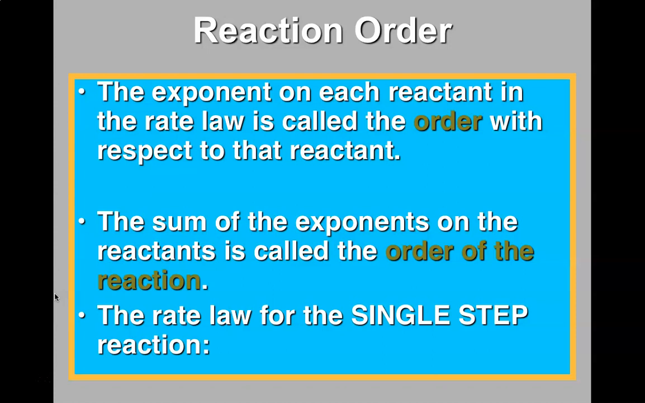You literally just take the coefficient of reactant A and you make that the exponent in your rate law, and the coefficient of reactant B, and you make that the exponent in your rate law with respect to B. So it makes life easy in that sense.